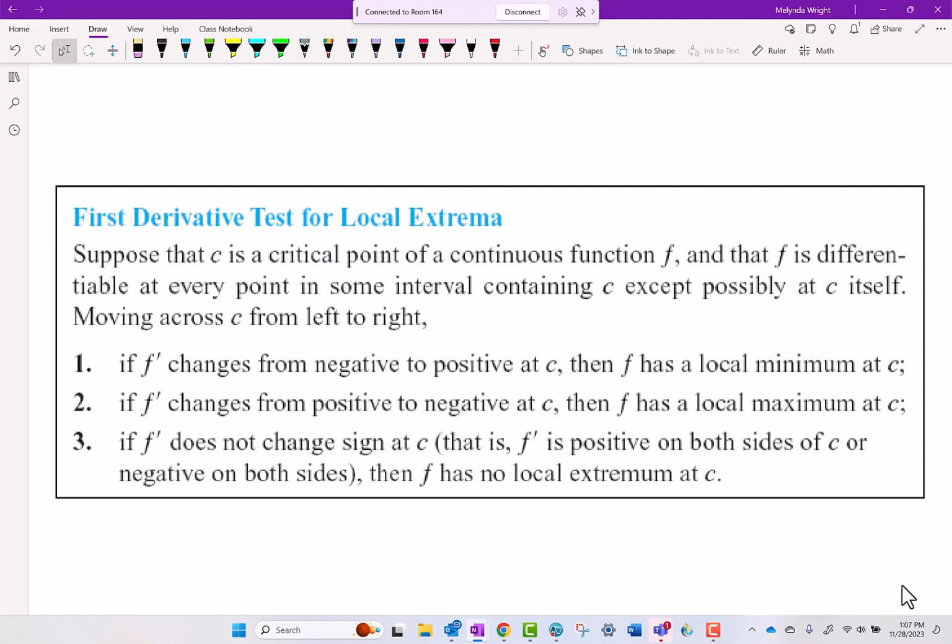Okay, so the first derivative test for local extrema. First of all, let me just clarify. Local extrema, we talked about this last time. Local extrema are the relative or local maxes and relative mins, right? That's what this test finds for us. It finds the relative maxes and mins. So how does this test work? Let's look at it. There are three parts to it.